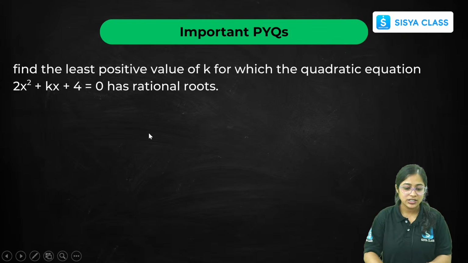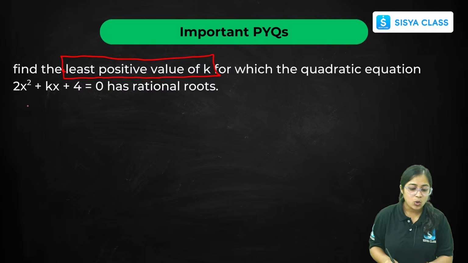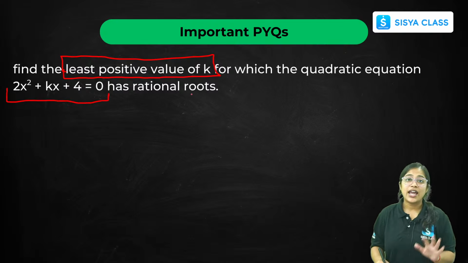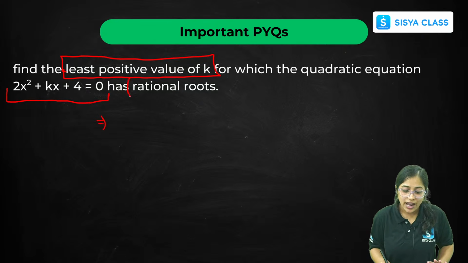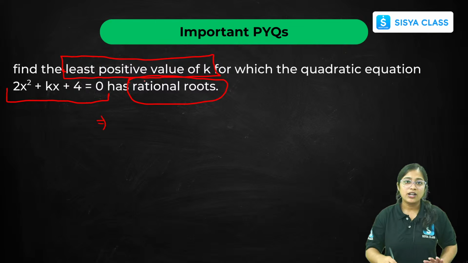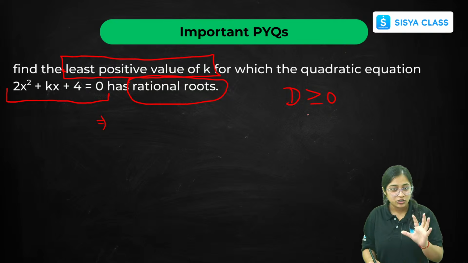So here we have this question: find the least positive value of k for which this quadratic equation has rational roots. So what is the condition for rational roots? We know that for real roots, the condition is that D should be greater than or equal to 0.